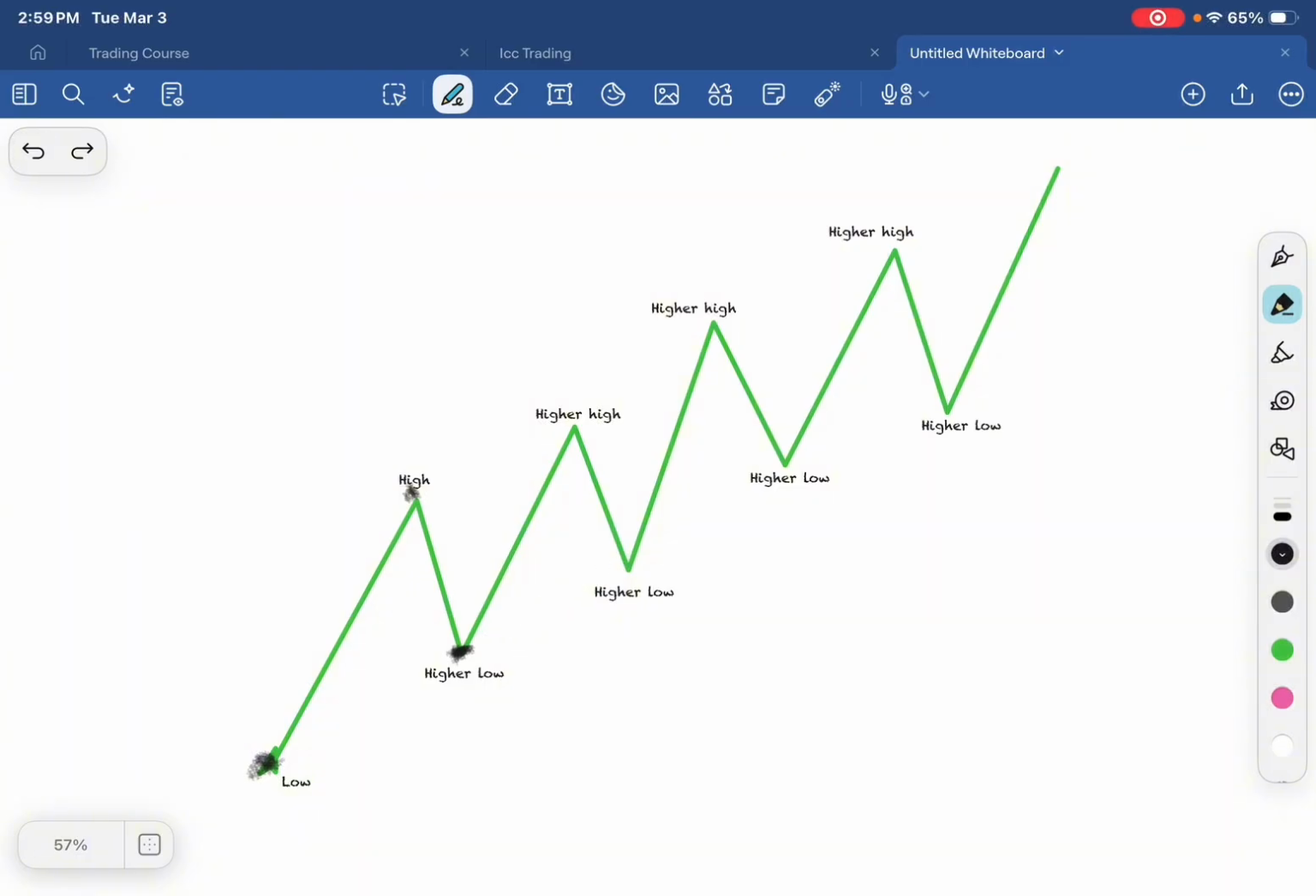We're going into break of what? A break of structure. We're going to explain what is a break of structure. That's a break of structure because we have buyers in control. Buyers are in control. So once price breaks a previous high, I'll use my black pencil, breaks a previous high, right? Once it breaks this high and pushes higher, buyers are in control.